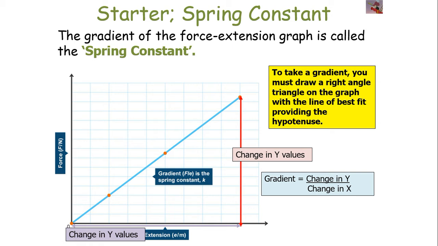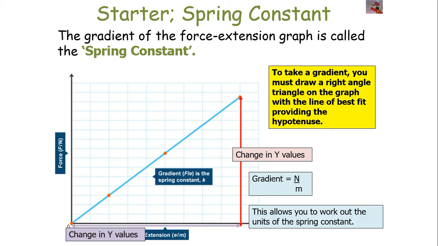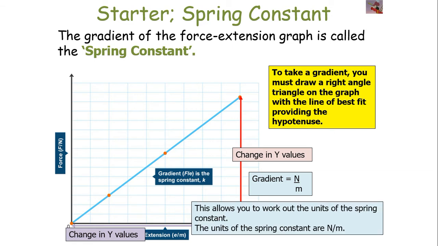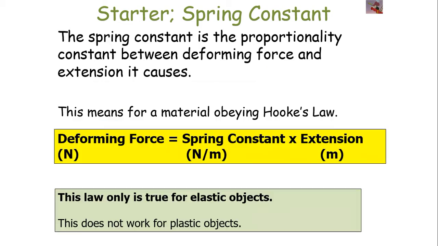So what you would do is you'd have your change in y values and your change in x values. The gradient is the change in y divided by the change in x. So it's the change in force over the change in extension, which is force over extension. So the gradient is our spring constant. This allows us to work out the units of the spring constant, which are newtons per meter, because the units of the y-axis are newtons and of the x-axis are meters.